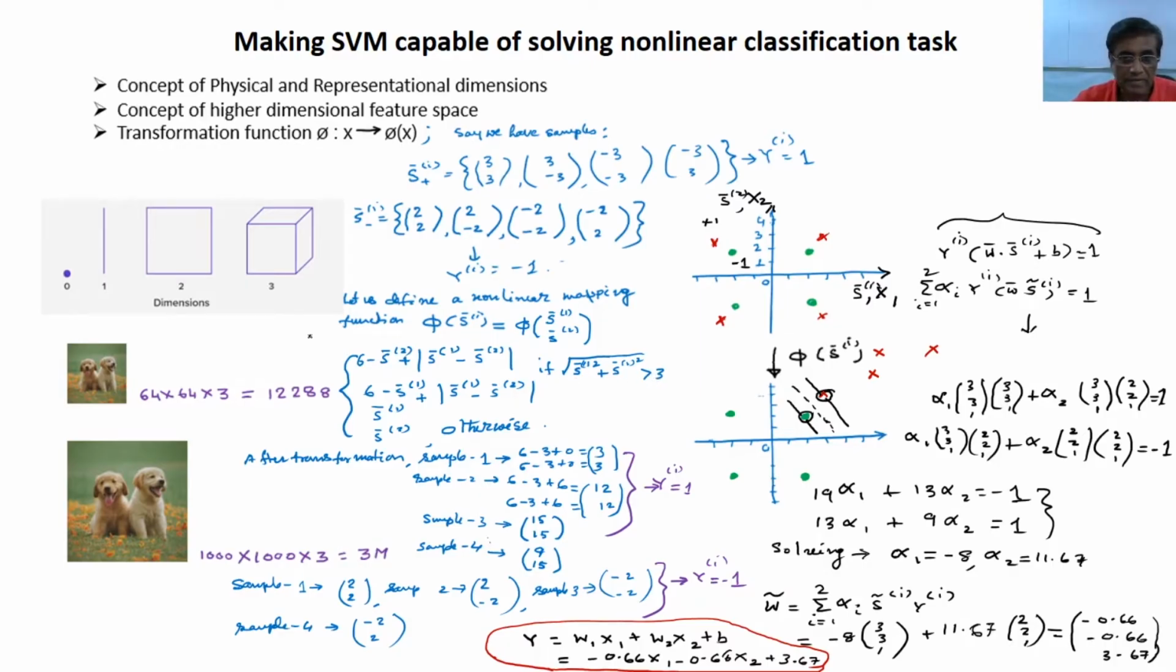Will it be operated by this regime or by this regime? Okay, so by this regime. Why? Because you see, 3 squared plus 3 squared, 9 plus 9, 18. The square root of 18 is greater than 3. So it has to be operated by this, as per my definition.